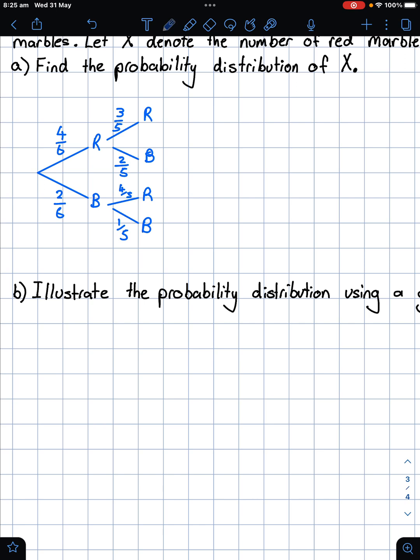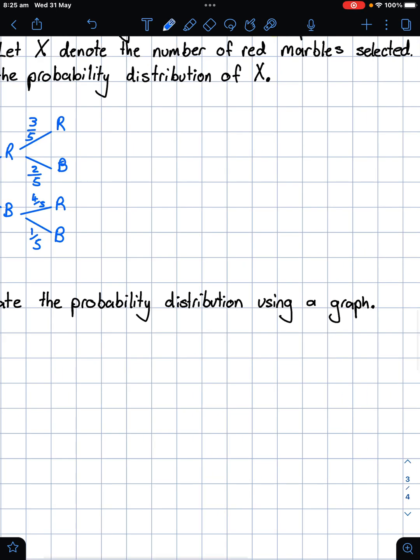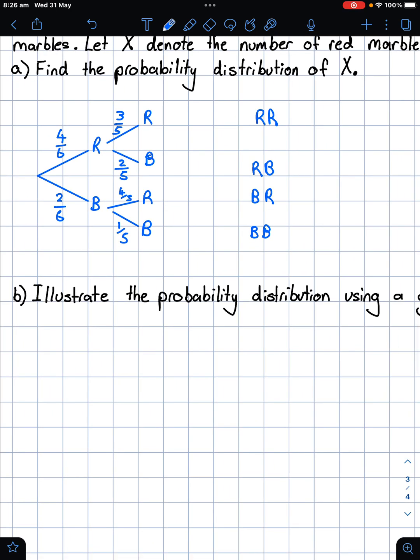So these outcomes here, we would say this one here is picking a red, then picking a red. This one is picking a red, then picking a blue. This one here is picking a blue, then a red. And this one here is a blue, then a blue. So in this space here, we've got the chance of this top outcome happening, the red, is going to be 4 over 6 times 3 over 5. So we multiply those probabilities. So 4 times 3 is 12. 6 times 5 is 30.